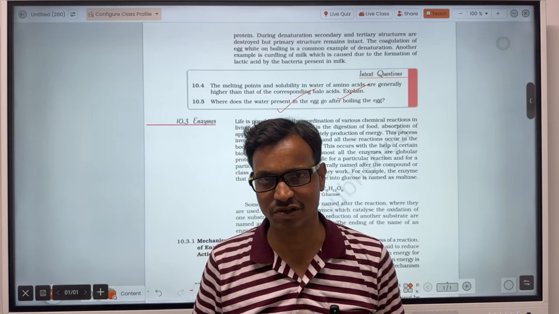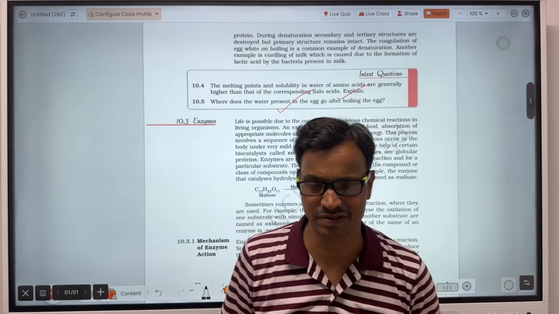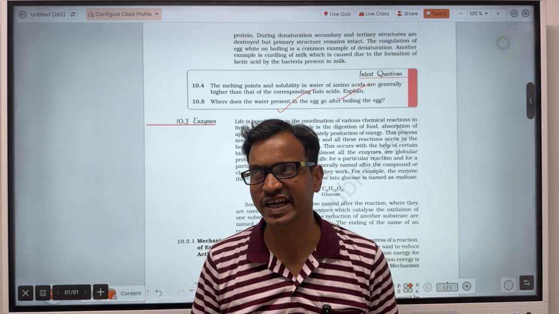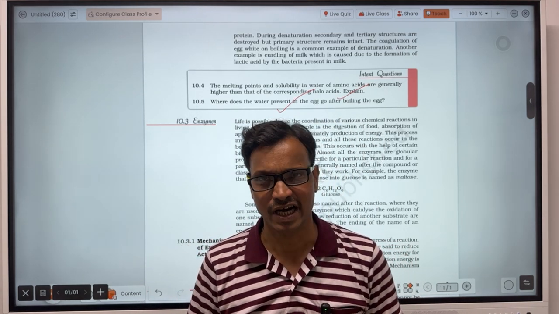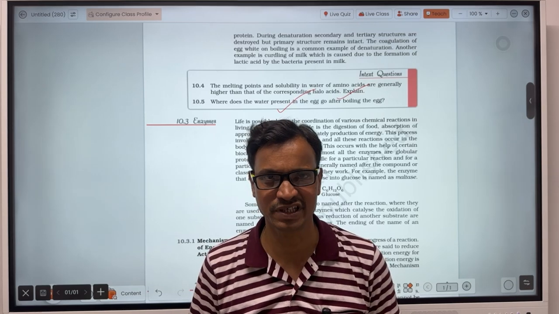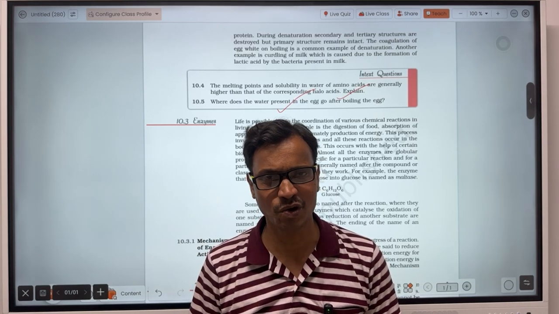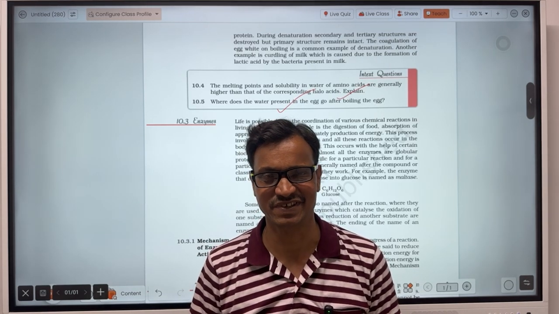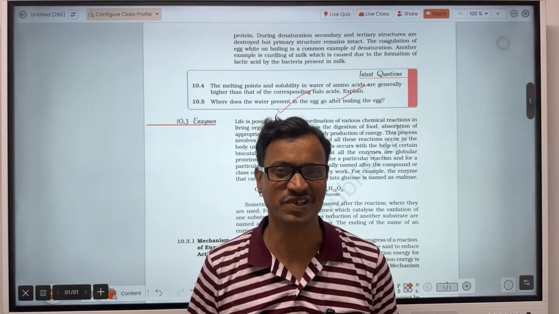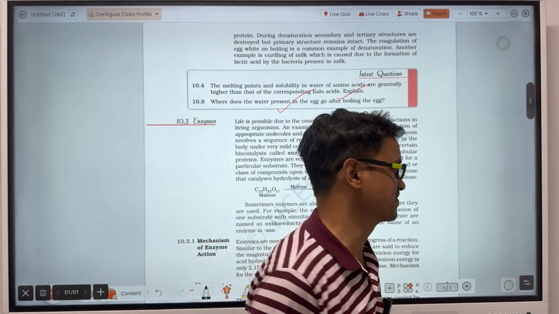So hydrolysis of the protein means the water present in the eggs will be used in the hydrolysis of the protein. As a result, the long chain polypeptide chain will convert into short chain polypeptide chains. So there water will be used.